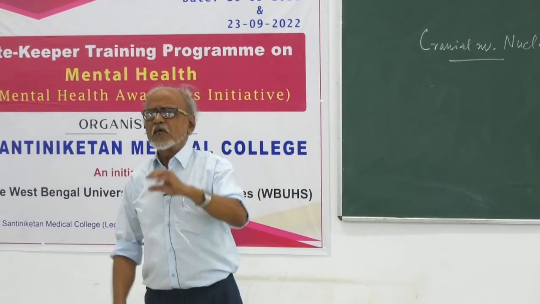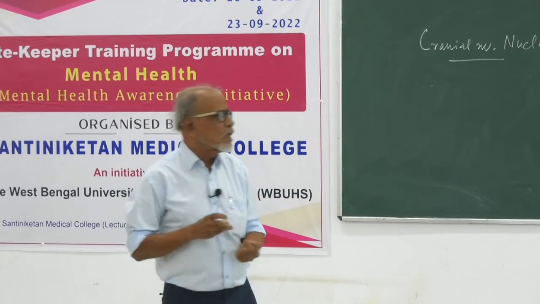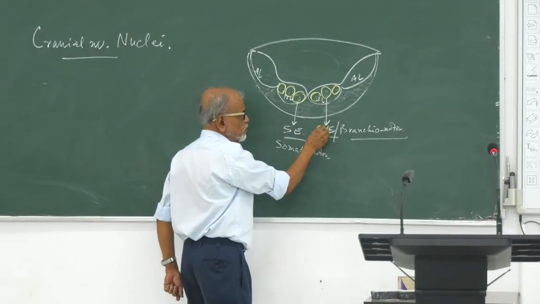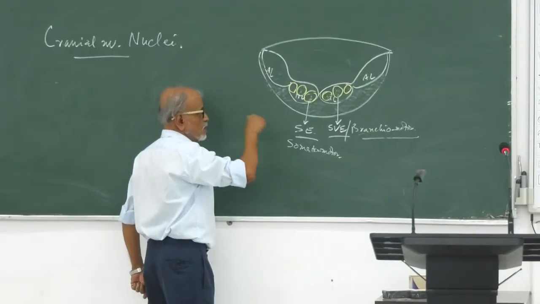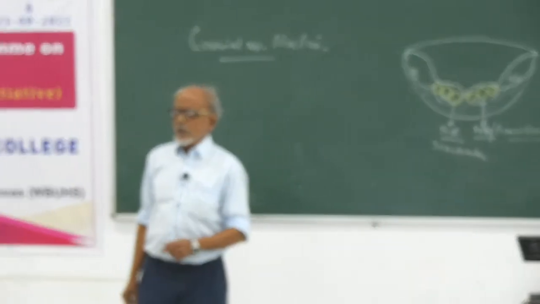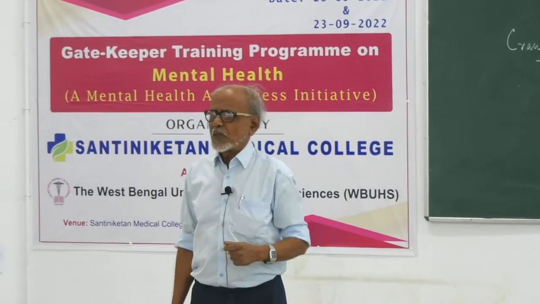Those cranial nerves have their nuclei in the brainstem, okay? So such nuclei will be growing from the special visceral efferent column or the branchiomotor column. This is the special visceral efferent column, branchiomotor column. So these neurons will be supplying muscles derived from the pharyngeal arches.